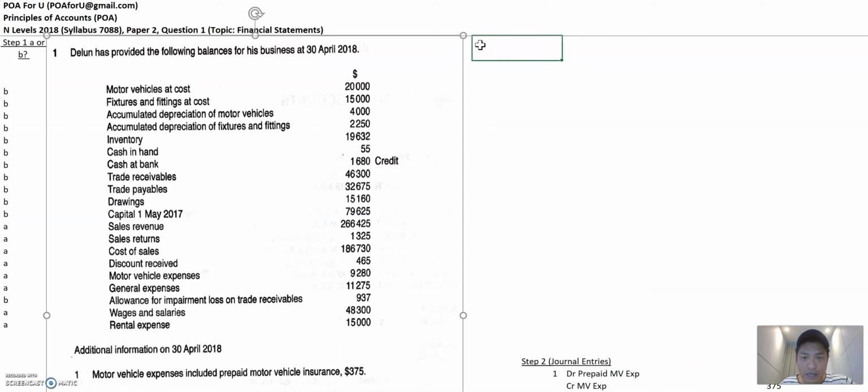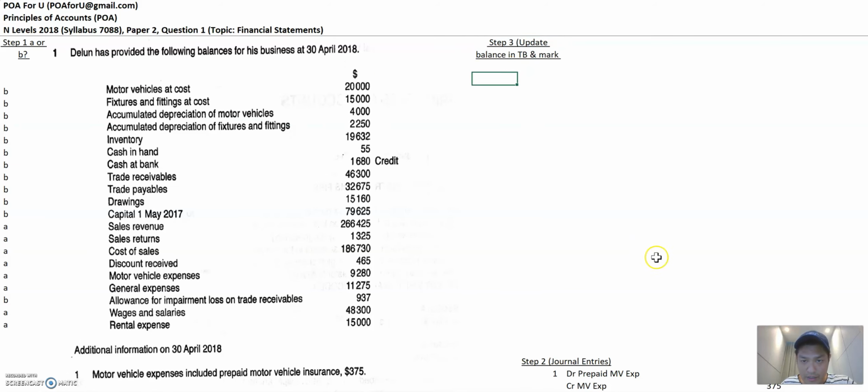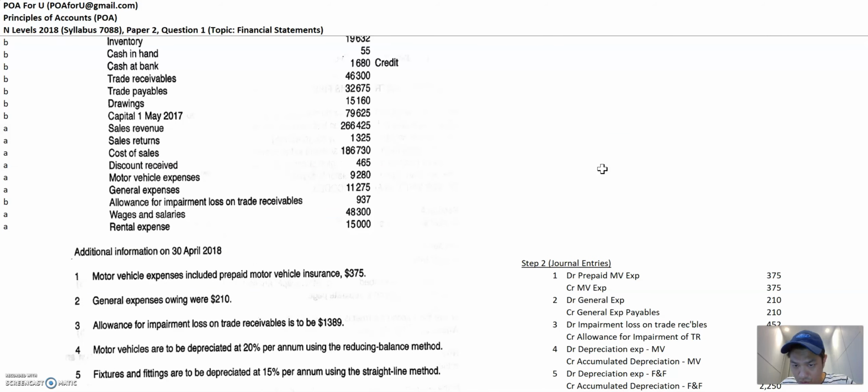Okay, so the next step is to update the balances in the TB and mark any new items. I'm going to mark any new JEs, or journal entries with any new accounts. Okay, so I'm going to show you how I do this.